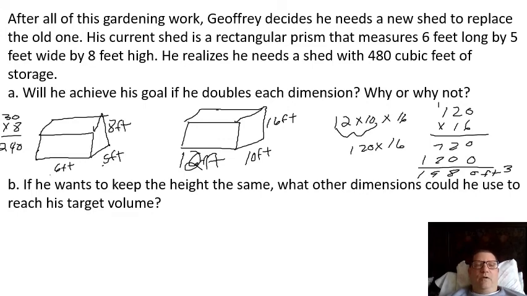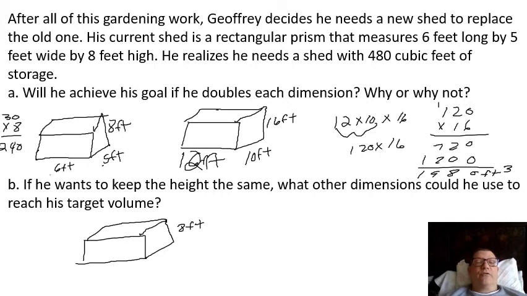Okay. So he wants us to draw a visual representation of the shed. Now, he wants to keep the same height. So here's 8 feet. He doesn't want to keep the other dimensions the same. He wants to reach his target. So I know 8 feet times something has to equal 480.